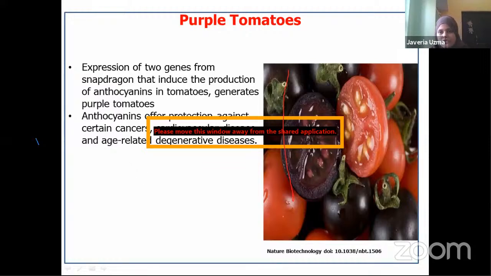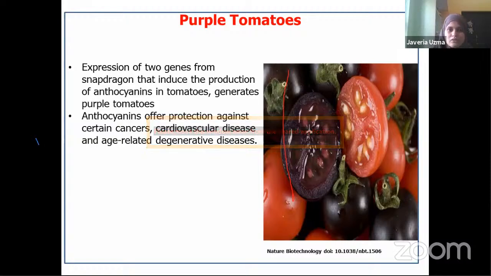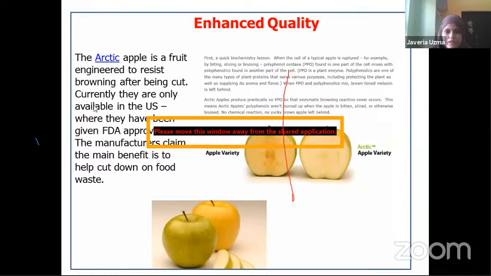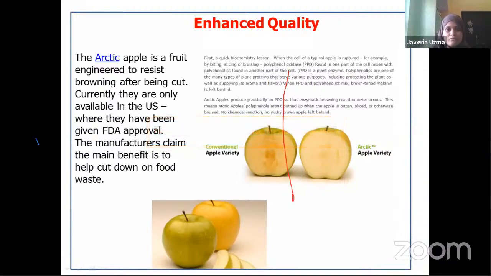So this is one of the technologies of transgenics, where you use transgenic technology to generate purple tomatoes. Then with the help of transgenic, you can also enhance the quality. We are enhancing nutrition in golden rice, whereas the quality of fruit can also be enhanced through transgenic technology. Like if you see this apple, whenever you cut an apple, it will turn brown. This is because enzymatic browning occurs in apples or in bananas or in any brinjals and some other fruits. So when you cut an apple and expose it to air, this becomes brown in color.